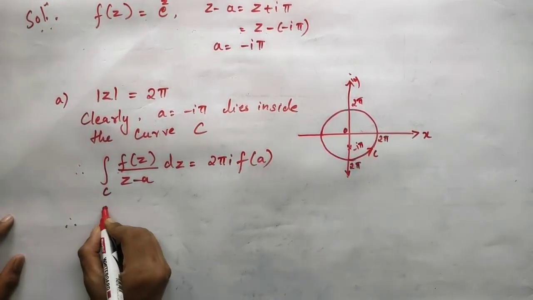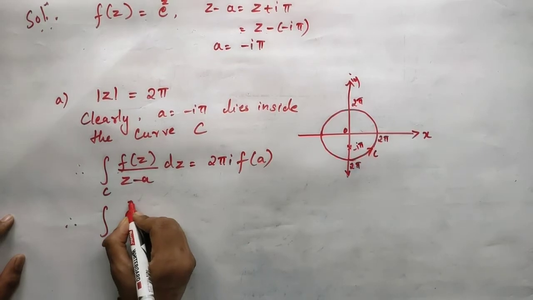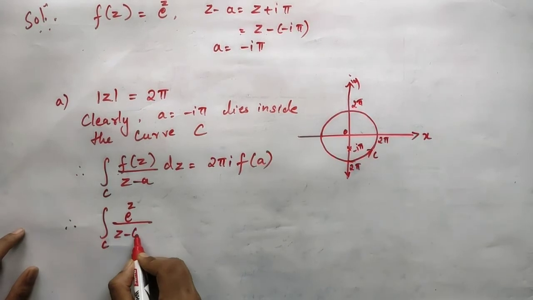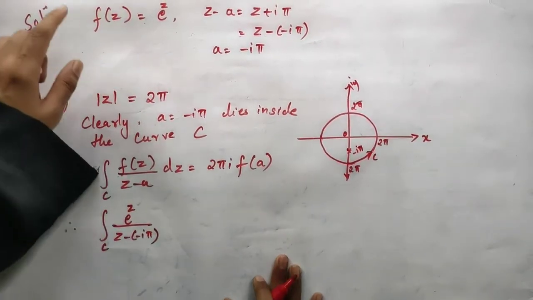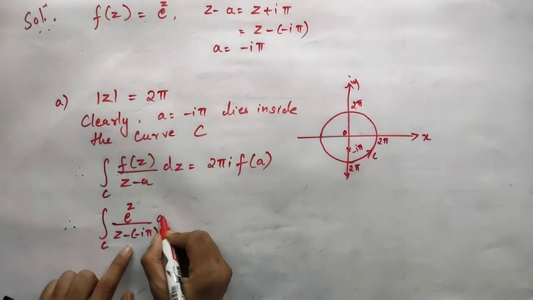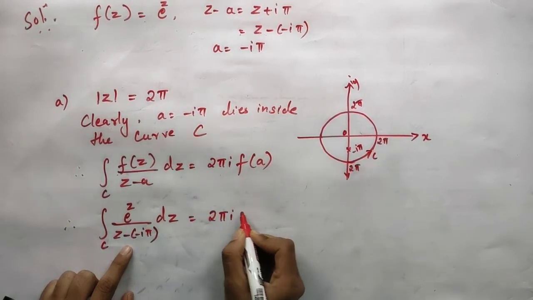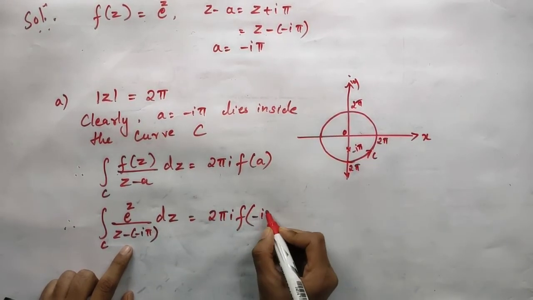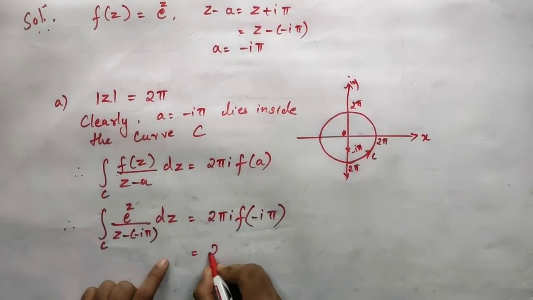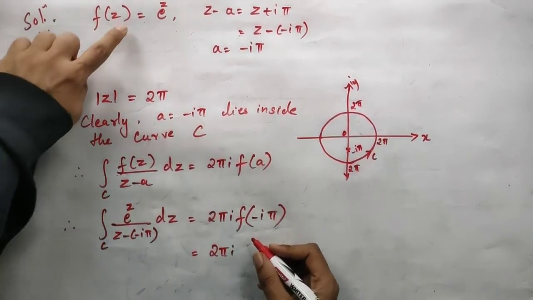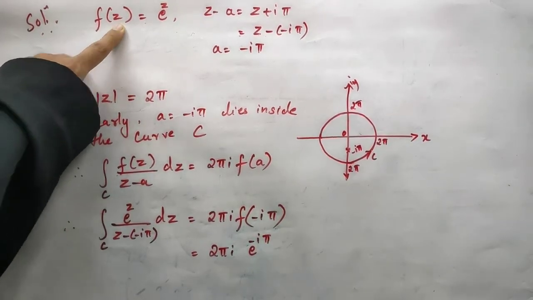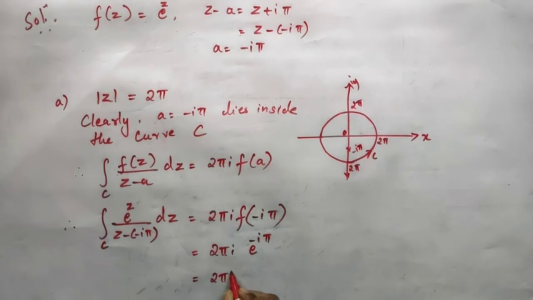Therefore, the integral value, integration over the curve C of e to the power z, because our f of z is e to the power z, divided by z minus of minus I pi, because in the denominator you have z plus I pi, dz, will be equal to 2 pi I into f of minus I pi. Yes or no? Minus I pi, because the value of a is that. So 2 pi I into, what is f of z for us? F of z is this. So f of minus I pi will be e to the power minus I pi. Right? So it will be 2 pi I into, what is its value?